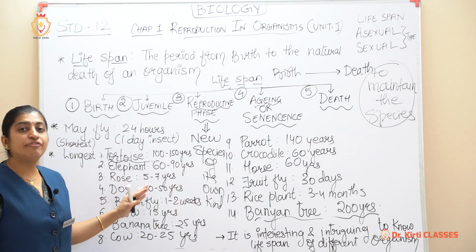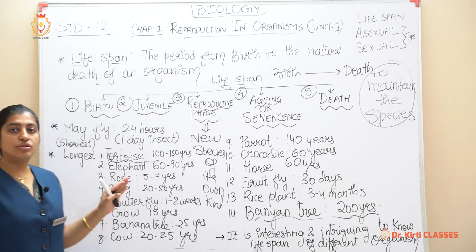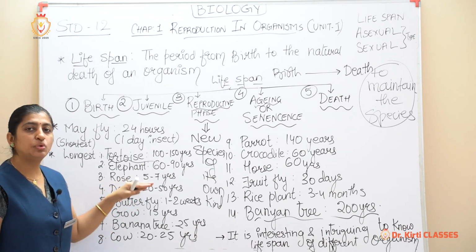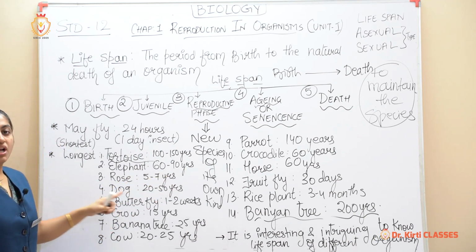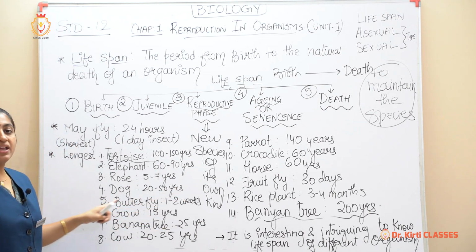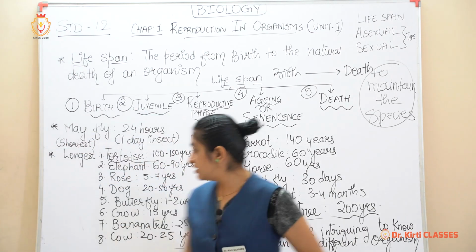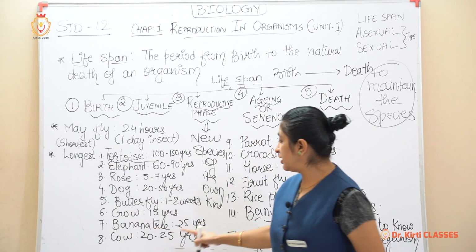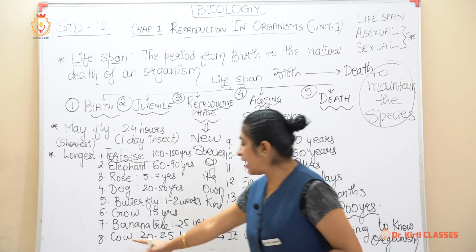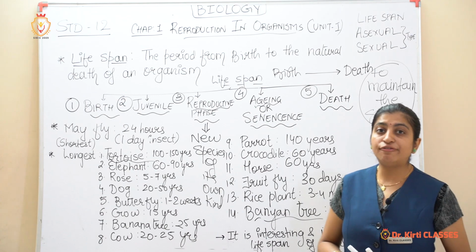Rose, 5 to 7 years, when we talk about the rose plant. So that is regarding what? 5 to 7 years. Dog, 20 to 50 years. Butterfly, 1 to 2 weeks. Crow, 15 years. Banana tree, 25 years, cow, 20 to 25 years, parrot, 140 years.